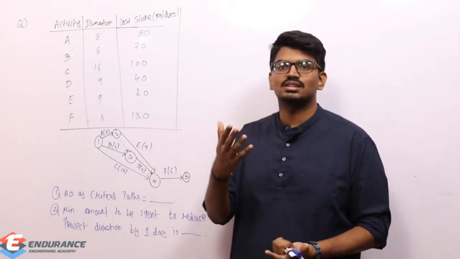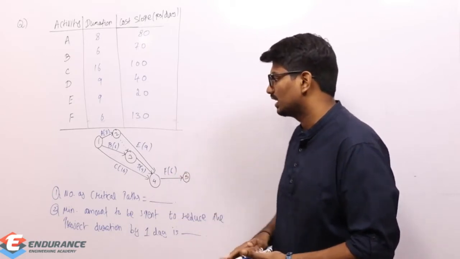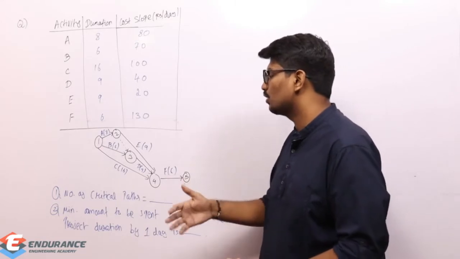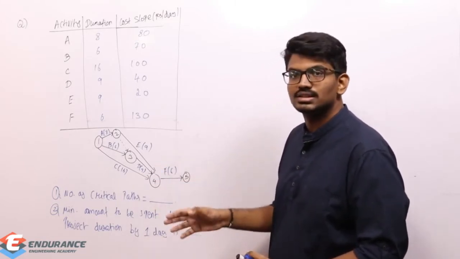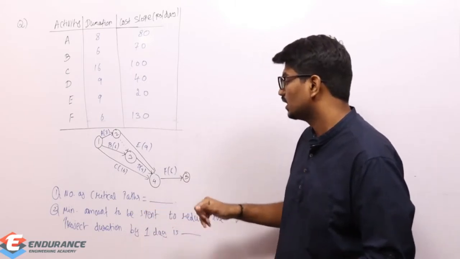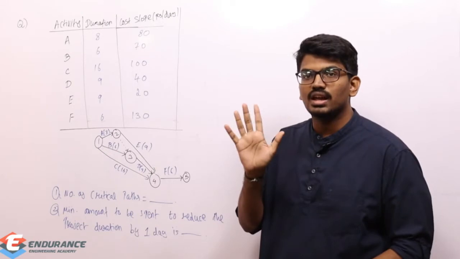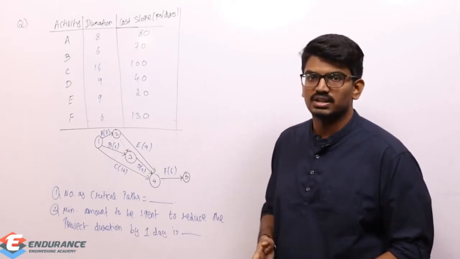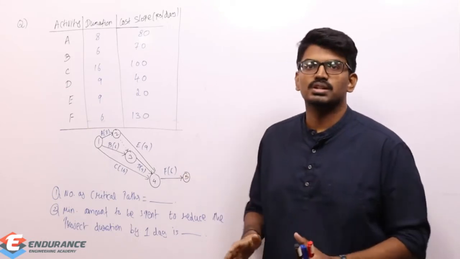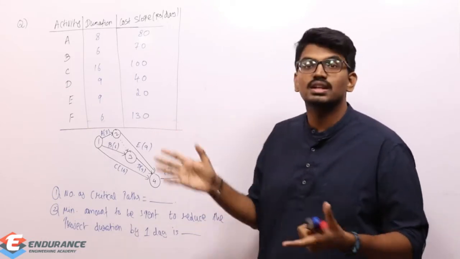In general they won't give the network diagram, you have to draw it. In this question they have given the network diagram, and the first question is the number of critical paths. How many critical paths are there? The second question is what is the minimum amount to be spent to reduce the project duration by 1 day. If I want to crash 1 day, how much is the minimum amount I am going to spend? That's what they're asking. To start with, let us first find the critical paths.